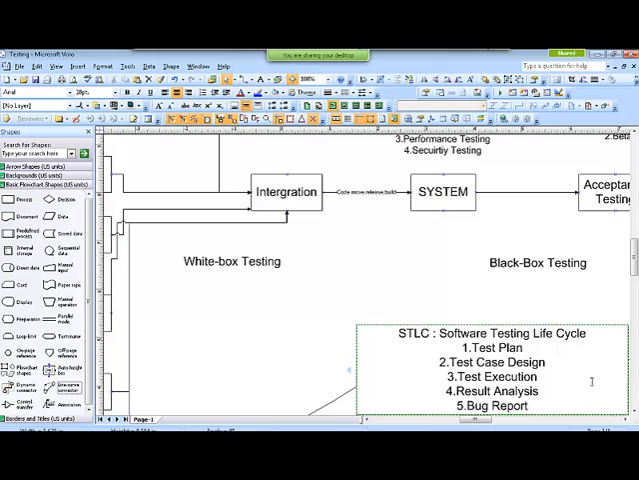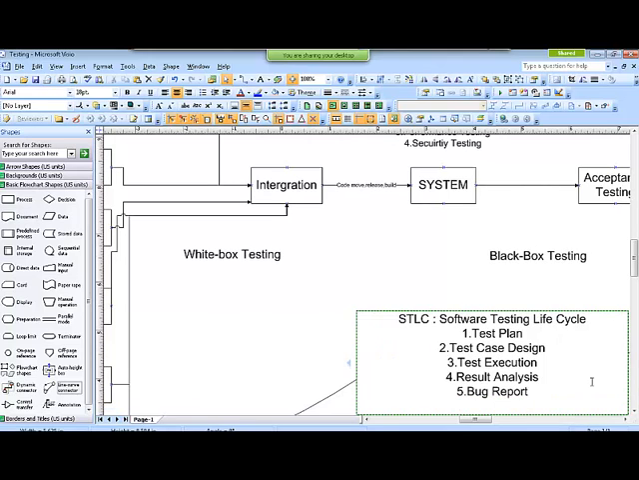Once you're done with the result analysis, you only take the failed conditions into consideration and you're going to prepare a report. That report is called a bug report. Once you're done with the bug report, the final step or final phase in the STLC is the test summary report.